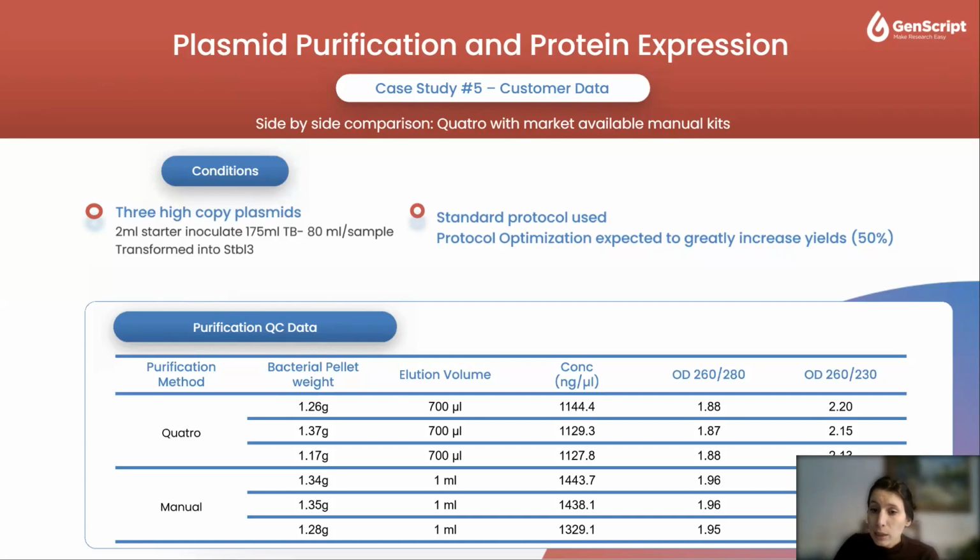The next case study I wanted to share was also done with a customer. What you're seeing here is that the client took the AmMagQuattro and purified their plasmid on it, and they took those 3 samples and purified those exact same samples using a manual kit. Overall, the concentration was slightly higher for the manual kit, but the quality of the actual plasmid was fairly comparable.